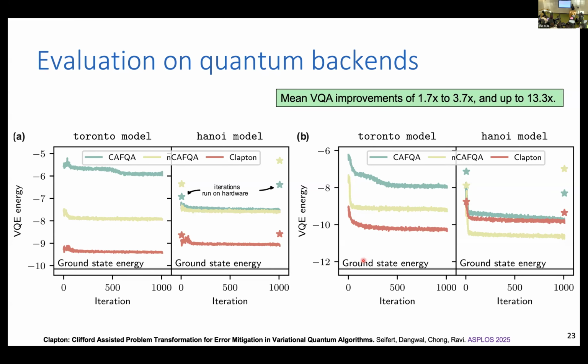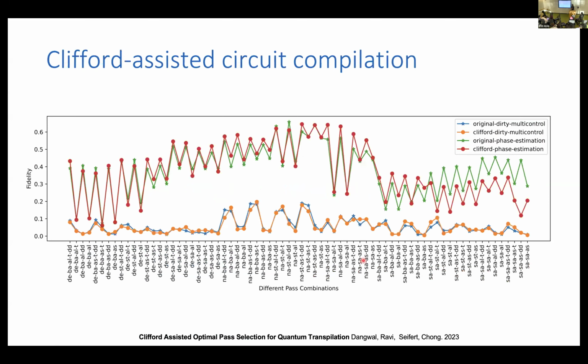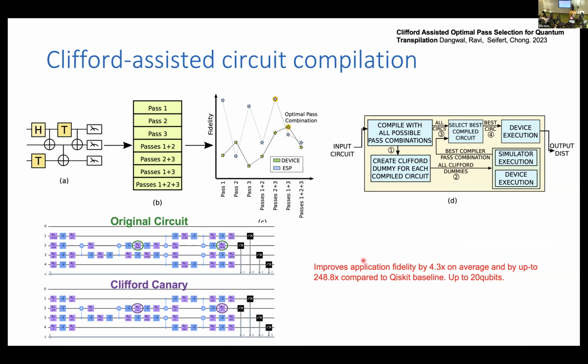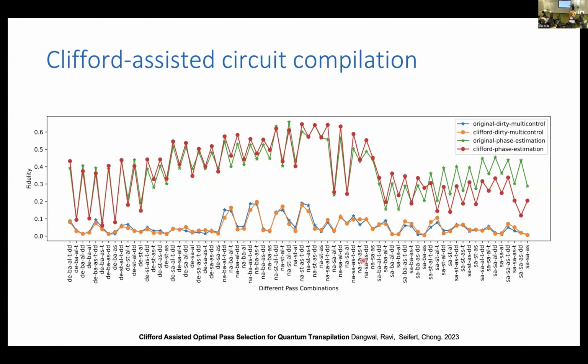I think I'll stop here because I'm already reasonably over time. But I just want to quickly say that we have also done non-VQA work using Cliffords. We have used Clifford circuits to do compiler pass optimizations, because in some sense you can test your optimizations on Clifford circuits. So I'll just show this one interesting graph, and maybe use two of these lines.